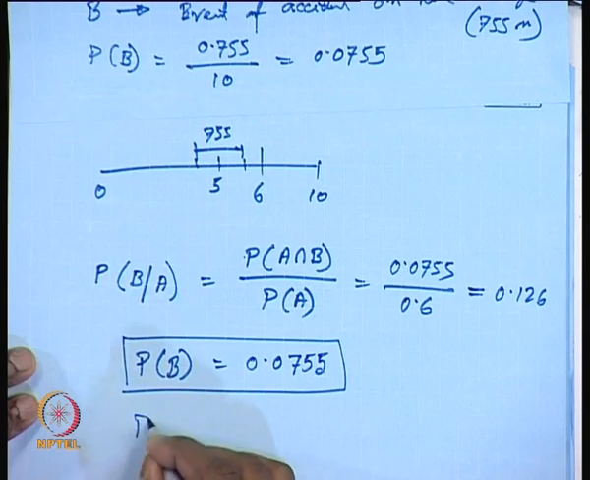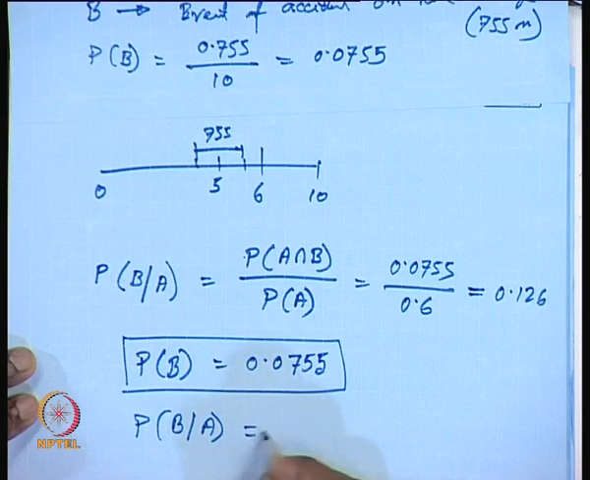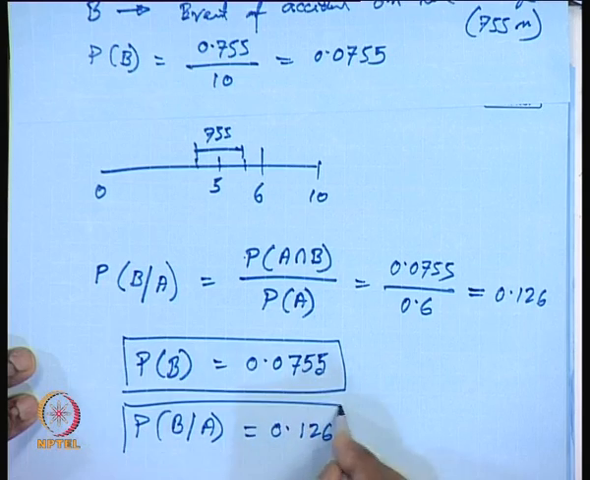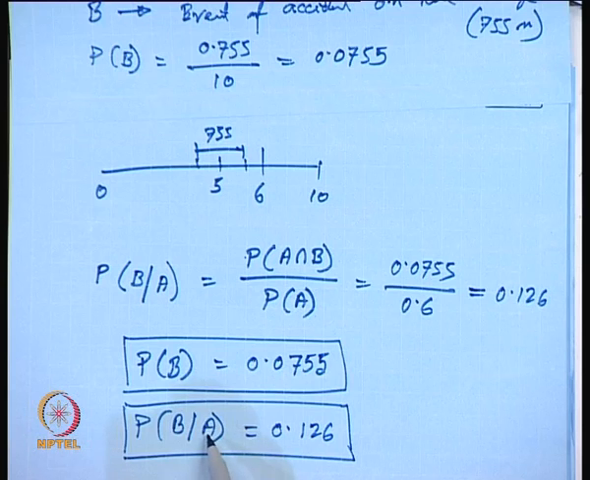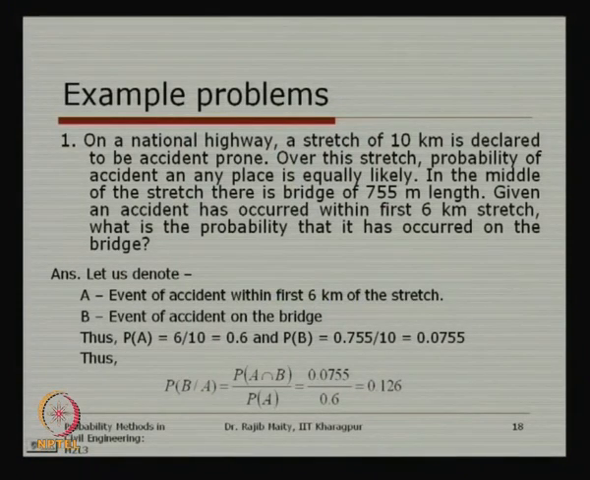Now, when we are giving some condition, that probability information changes. This is the useful thing that we should know, that if we give some condition, then the probability of the same event may change, as we have seen in this particular problem as well. So here you can see that this probability of B given A comes to be 0.126.